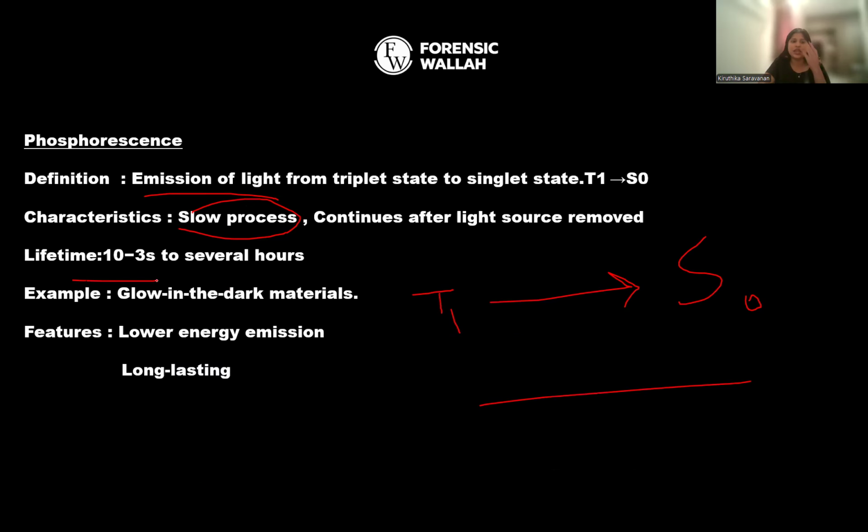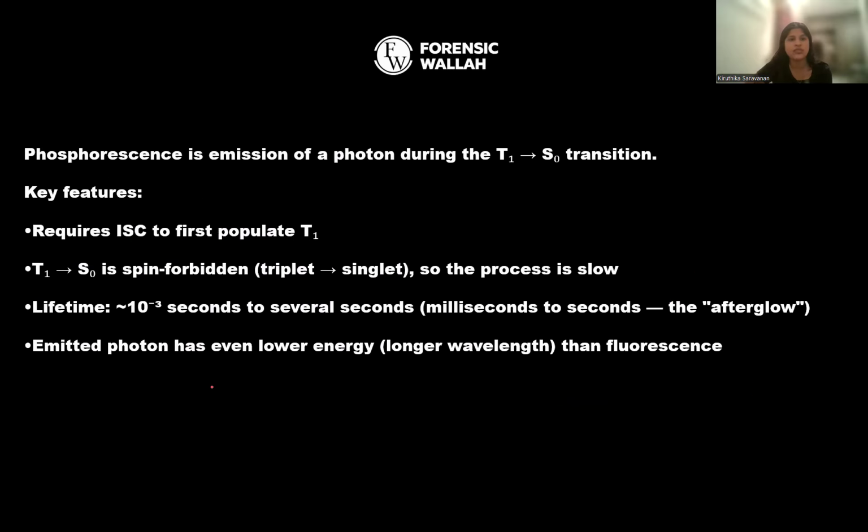And if you see the lifetime, it is from about 10 to the power of minus 3 seconds to several hours also. An example is glow-in-the-dark materials. Phosphorescence can make materials glow in the dark as well. So they are of lower energy emission. They are long lasting. They continue even after the light source has been removed. So this is about the phosphorescence reaction, and it happens as a T1 to S0 transition.